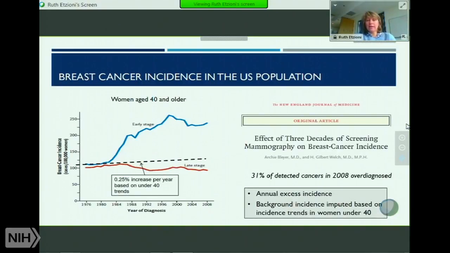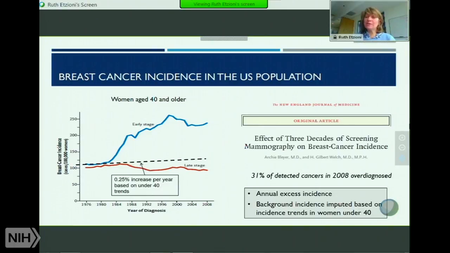And the last population study that I'll show you in the U.S. is this very prominent study of breast cancer screening. On the left, we have incidence of early stage and late stage breast cancer, and it's an excess incidence estimate looking at the difference between observed incidence and background incidence, where the background incidence trend is imputed based on younger women under 40 who were not exposed to screening. And this particular estimate of background trend has been questioned in many responses to this publication.